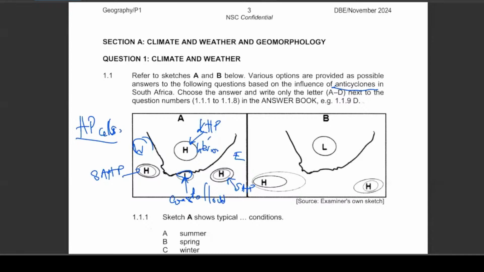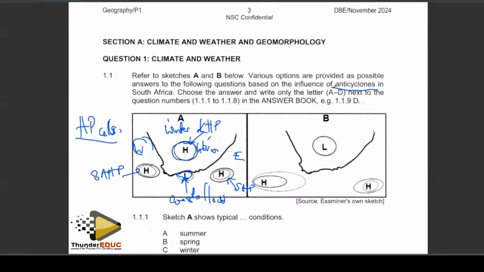Right. When you are reading and interpreting synoptic weather maps and you find a map whereby this high pressure cell is dominating over the interior, it should give you an understanding that this is typical of winter conditions. Strong descending air over the interior causes the dominance of the Kalahari high pressure cell. And how does it change?